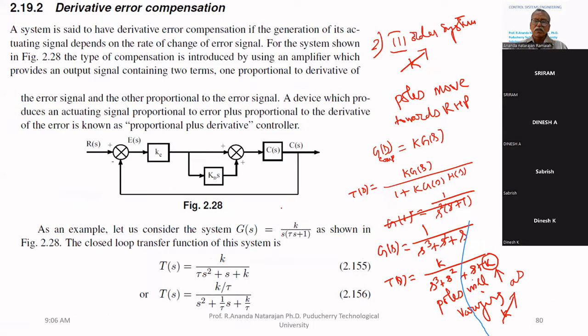The second one is that from third order onwards, if we increase K, the closed loop poles will move towards the right-hand side. That's why after a certain value of K, the system becomes unstable. The maximum value of K is called K max. Up to K max only can you increase the gain of the amplifier. If you increase further, it becomes unstable. So these are the two drawbacks with proportional compensation, or proportional error compensation, or simply the proportional controller. Now let us see derivative error compensation.